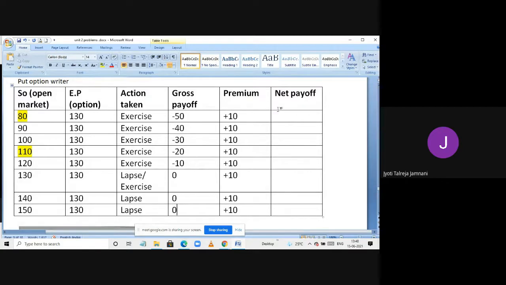So minus 50 plus 10, the net payoff is minus 40. Minus 40 plus 10, the net payoff is minus 30. Minus 30 plus 10, the net payoff is minus 20. Then minus 20 plus 10, the net payoff is minus 10. Minus 10 plus 10, it is 0. 0 plus 10 is 10. Then 0 plus 10 is 10 and again 10. So these are the three gains that we are going to get.